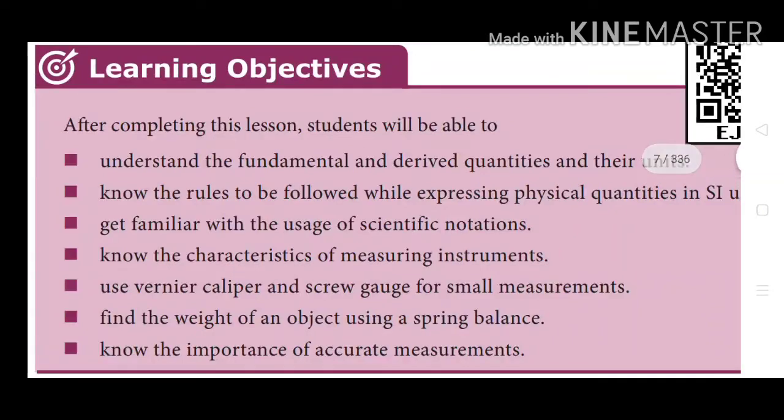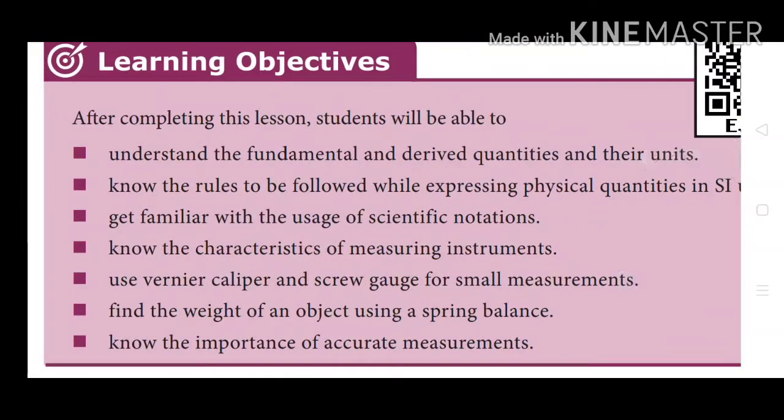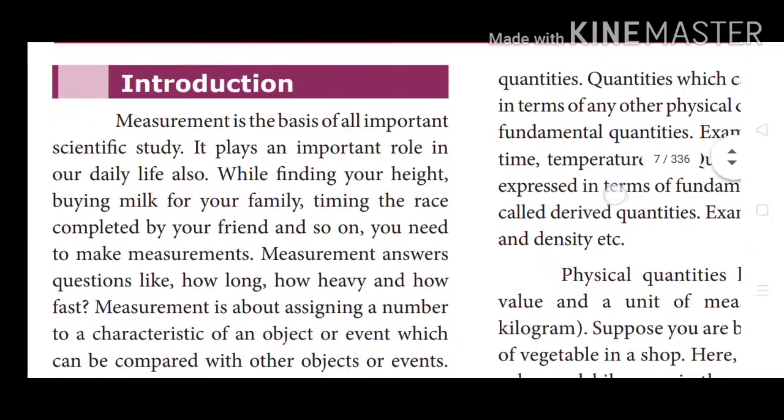After this lesson, what are all the knowledge or objectives? That means the learning objectives we are going to get. Understand the fundamental and derived quantities and their units. Know the rules to be followed while expressing physical quantities in the SI system, and get familiar with the usage of scientific notations. Know the characteristics of measuring instruments. Use vernier caliper and screw gauge for small measurements. Find the weight of an object using a spring balance. Know the importance of accurate measurements. These are all the learning objectives.